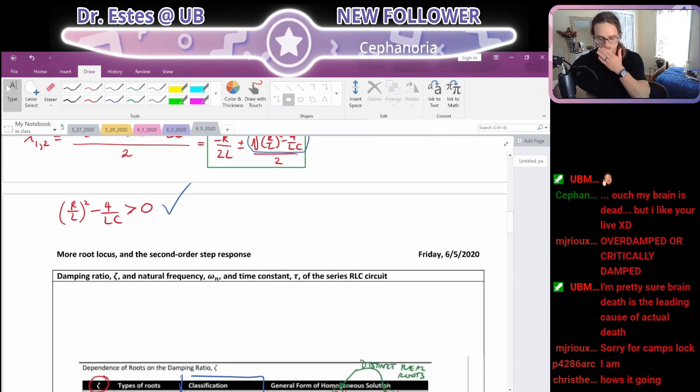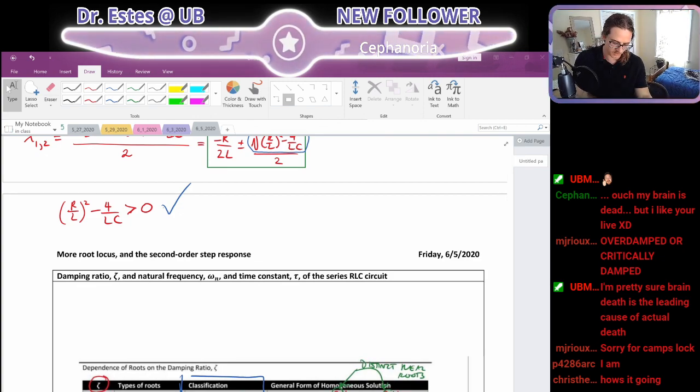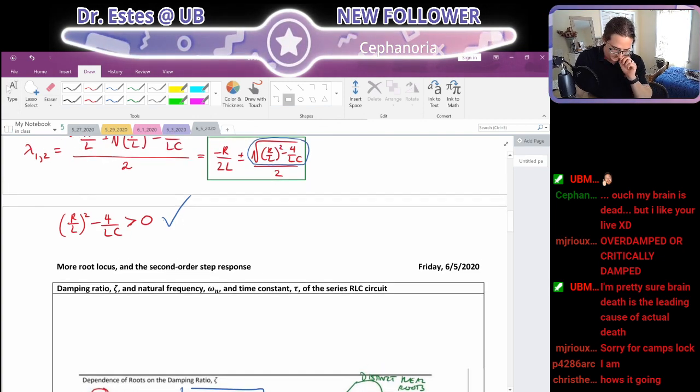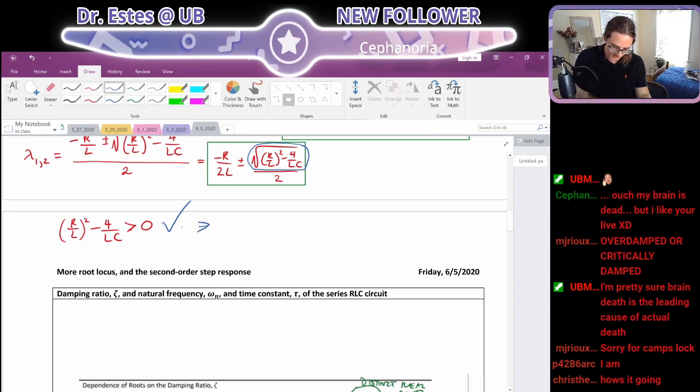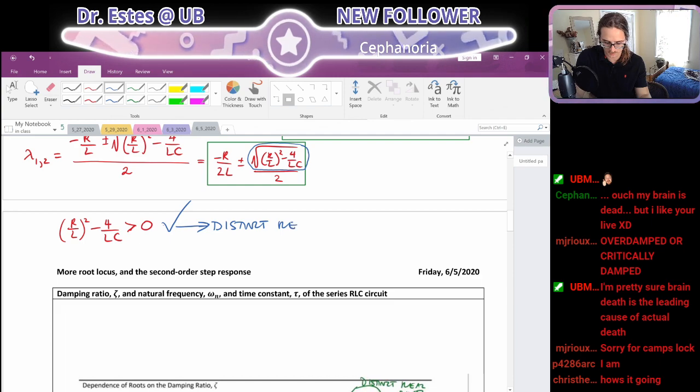You're correct. Well, if it's greater than 0, then we're going to have 2 distinct real roots. So it's just going to be overdamped.